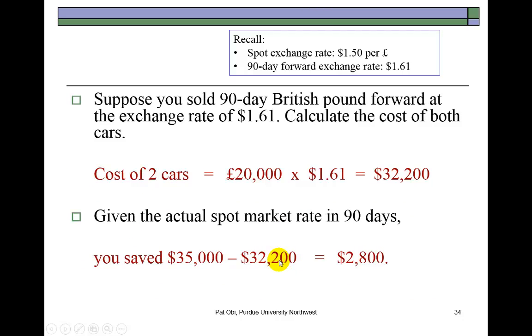Now, the good thing about this kind of transaction is you've hedged the uncertainty associated with currency fluctuations. So right from get-go, you know for sure that it's going to cost you $32,200, and not have to have heart palpitations as to what the exchange rate would be at the point of delivery.